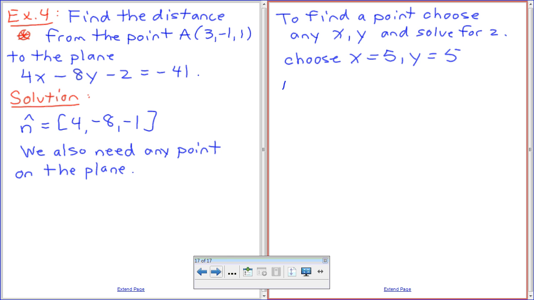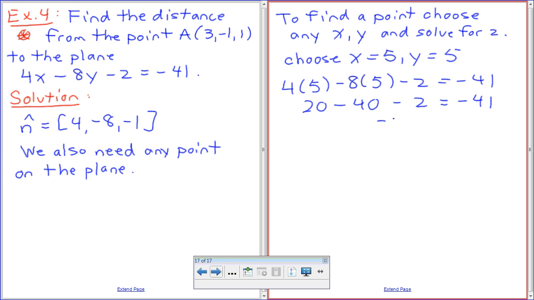So it's going to be 4 times 5 minus 8 times 5 minus z equals negative 41. So it's going to be 20 minus 40 minus z equals negative 41. Negative z equals negative 21. So that equals 21. Can someone confirm that for me?